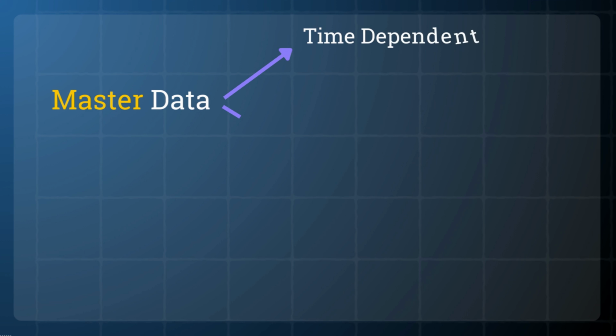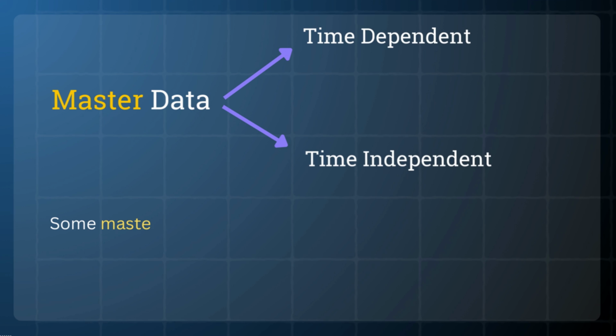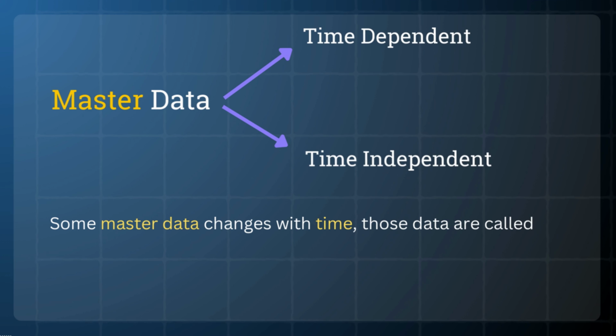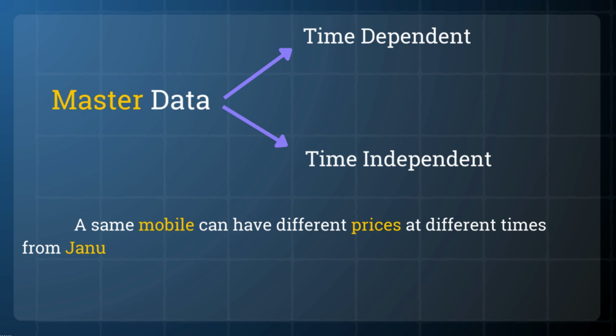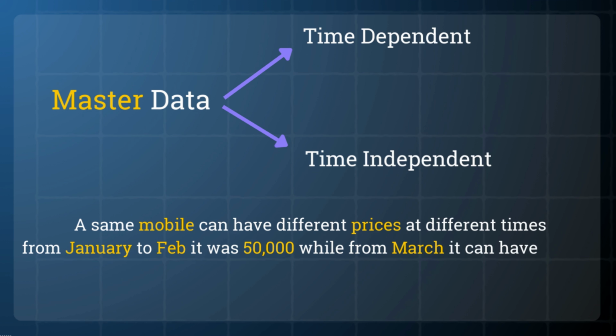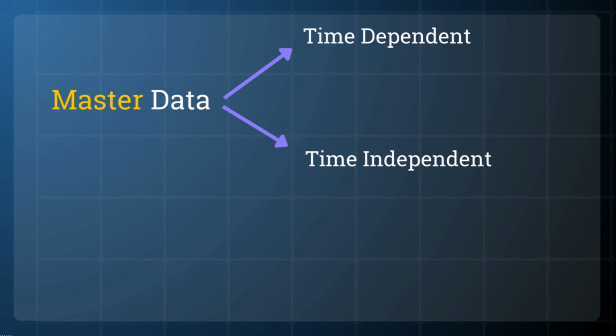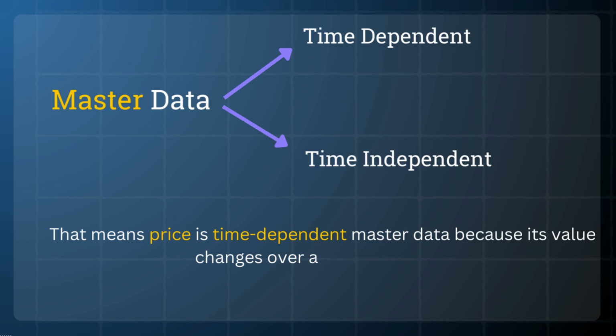So according to that, master data can be divided into two types: time dependent and time independent. Some master data changes with time. Those data are called time dependent master data. For example, the same mobile phone can have different prices at different times. Let's say from January to February, the price was 50,000 and from March onwards, it can have 40,000. That means price is a time dependent attribute of mobile phones because its value changes over a validity period.